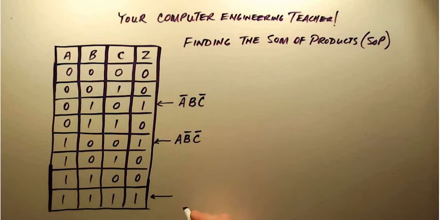For this last one, all of the inputs A, B, and C are high to produce the high output. So this is represented by the expression A times B times C.